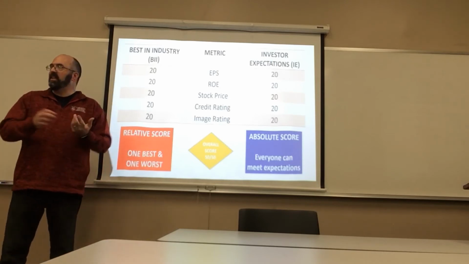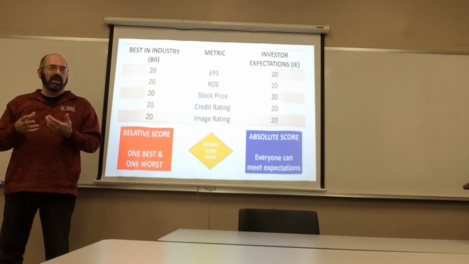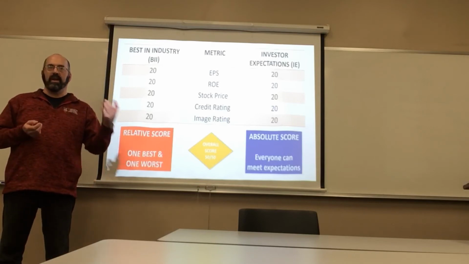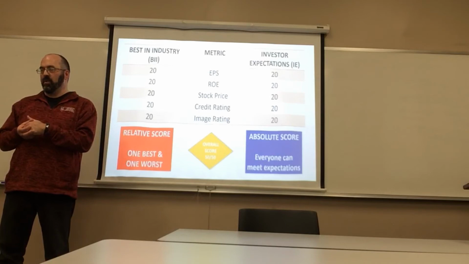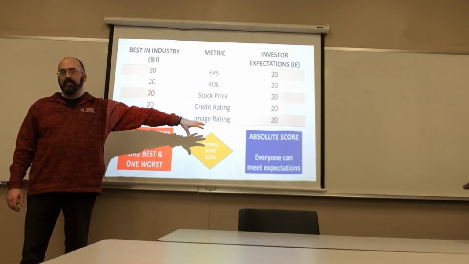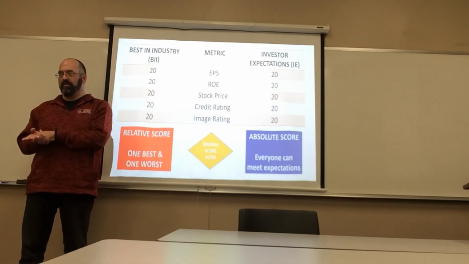The last is, do I actually like doing business with you? How are you as a company? Do people like you? Is this a company that people want to be associated with? And so your image rating also affects your score. So these are the 5 scoring criteria for the game. But we look at it from 2 points of view.